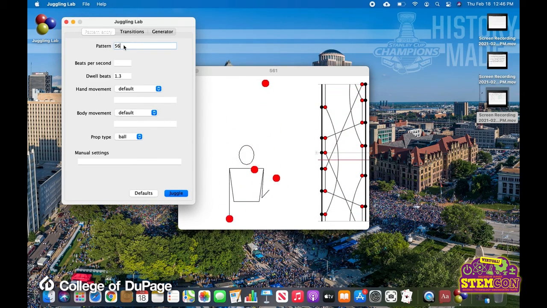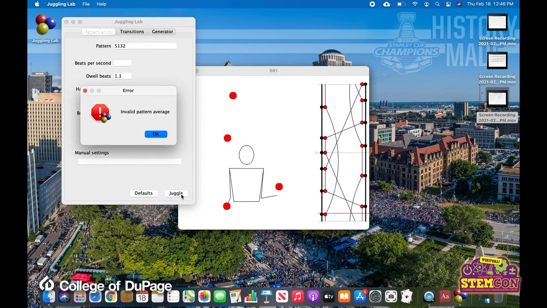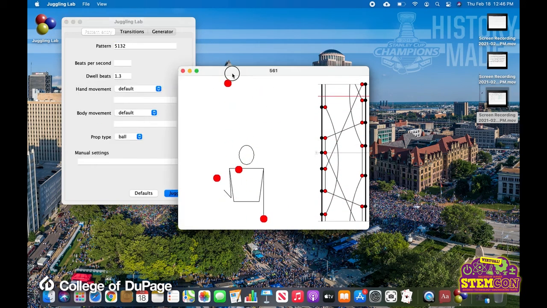And then we also tried to do the pattern 5-1-3-2, and notice what happens when I try to hit juggle. It tells me invalid pattern average, so that's a pattern we can't juggle. So if you want to visualize these patterns that you may have come up with, feel free to download a program like this and give that a try.